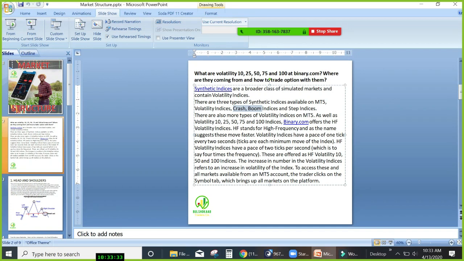The HF stands for high frequency, and as the name suggests, this moves faster. It's like what we call the Nasdaq in Forex. It moves faster. So volatility indices have a base of one tick every 2 seconds. That means ticks are each minimum move of the index market.